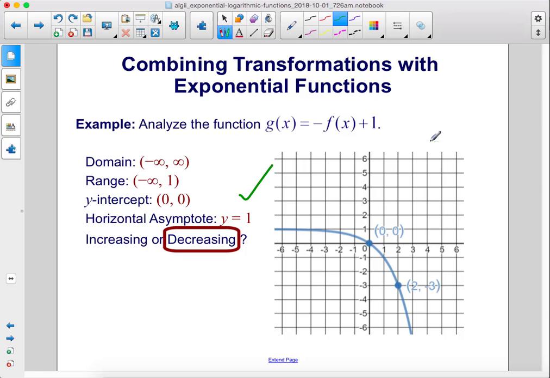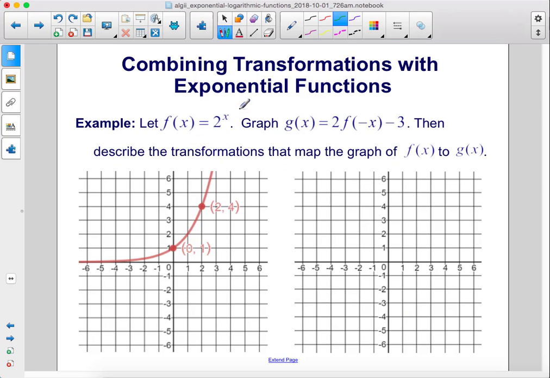And there we go. Let f of x equal 2 to the x power. Graph g of x equals 2 times f of negative x minus 3. Then describe the transformations that map the graph of f of x to g of x. Alright, so let's rewrite g of x using the actual function 2 to the x power. So that's 2 times 2 to the negative x, because we have f of negative x here, minus 3. Alright, so let's look at the y-intercept. When x equals 0, if we plug 0 for x here, we get 2 to the 0 power, which is 1, times 2, which is 2, minus 3 gives us negative 1.